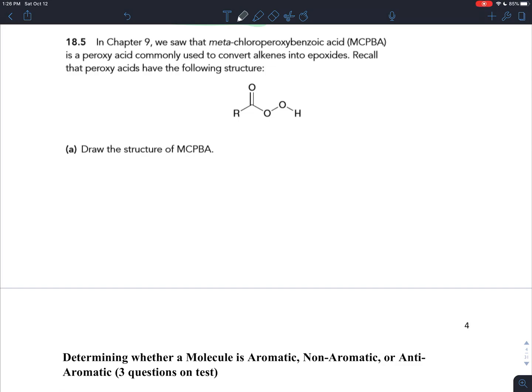Exercise 18.5 is tying in this naming system that we're learning now with meta and with benzene derivatives like benzoic acid. It's tying that into something we learned in the ether chapter. When we talked about ethers, we talked about epoxides. Those are those ethers. Ethers are not normally very reactive, so what you can do to make them reactive is put them in a ring, and this now is really reactive because of the ring strain.